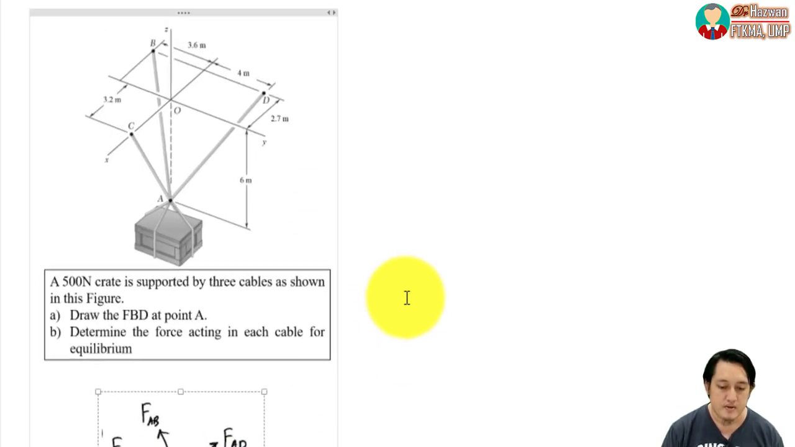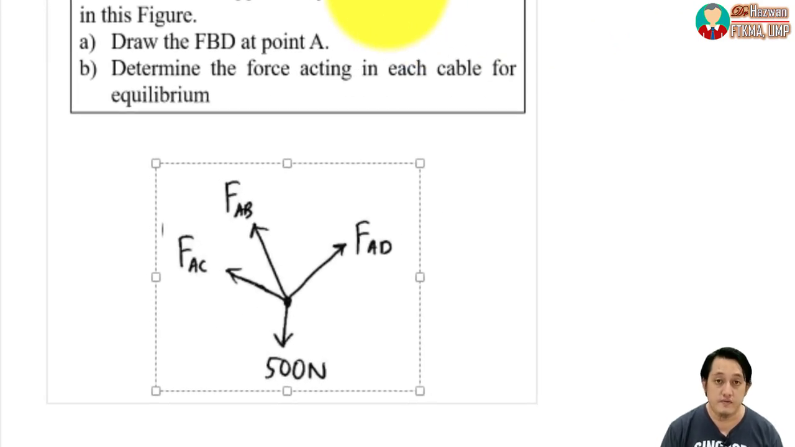Okay, this one. So the 500 Newton of the crate, which is the weight of the crate, should be pointing downwards like this. And then we have the force inside the cable, which is located from here until here, from point A to point D, so FAD. And then we have the cable pointing from point A to point B, so FAB. Point A to point C, so FAC. So I labeled the force here as the direction of the force, A to D, A to B, and also A to C. Make sure you do the same.